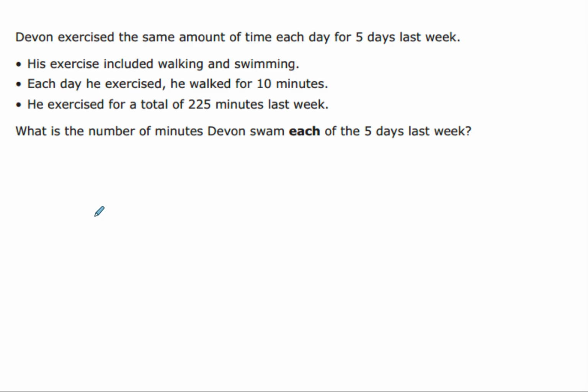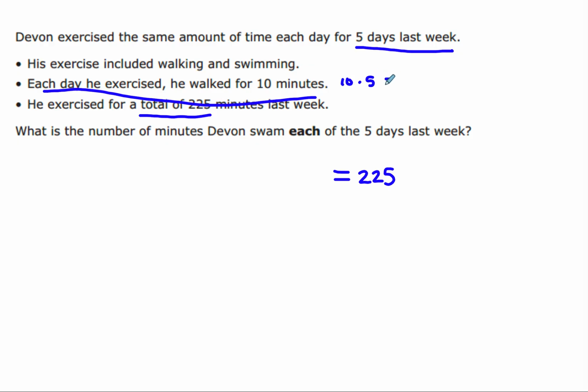All right, let's get this equation set up, and then you're going to have a chance to work on it on your own. They tell us our total. That's what our equation is going to equal. It's going to equal 225 minutes. Okay. 5 days last week, and each day he exercised, he walked 10 minutes. Whoa, my pen is just going all over here. Okay, so that means 10 times 5, he spent 50 minutes walking.